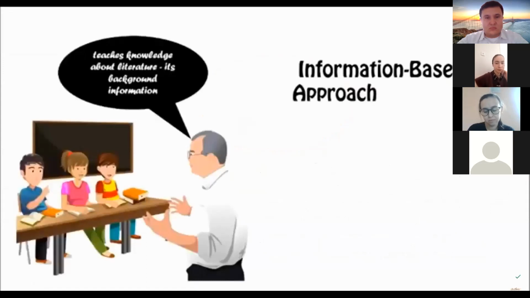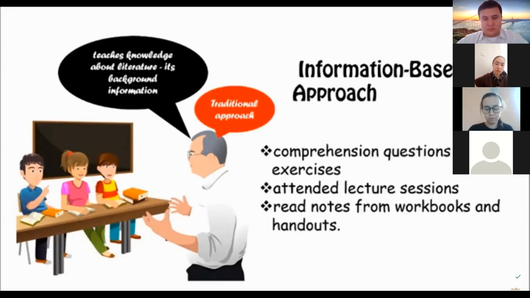The information-based approach. The information-based approach is the most favored by teachers in the teaching of literature, aligned with the cultural model of teaching literature. It teaches knowledge about literature, its background information. The teacher elicits information from students about the text. He explains the content of the text to the class. He asks questions to check students' knowledge based on what they have read. He provides students with background information. Students are given activities like comprehension questions, exercises, attending lecture sessions, and reading notes from workbooks and handouts. Through these, students get information about the literary text.